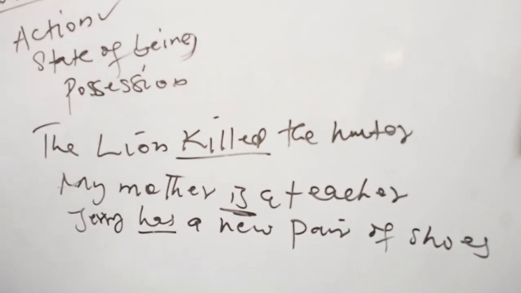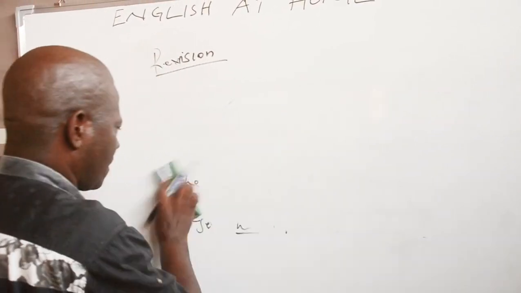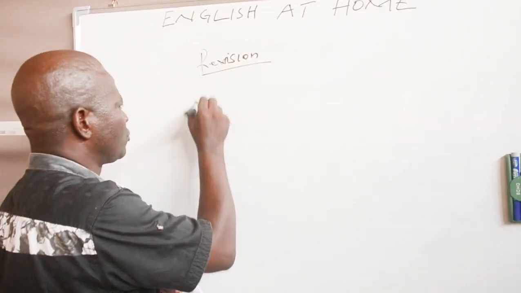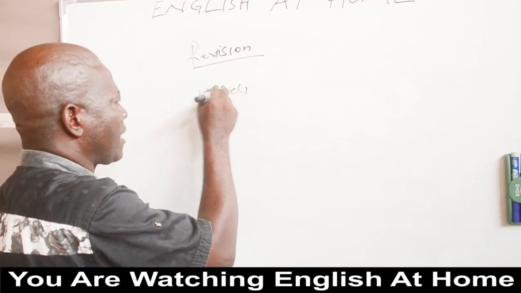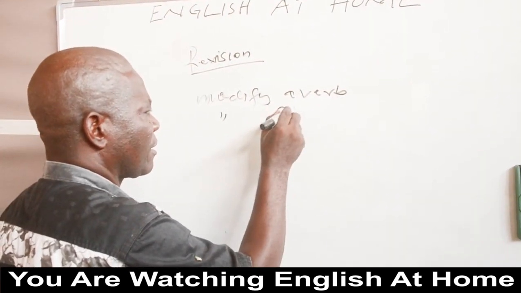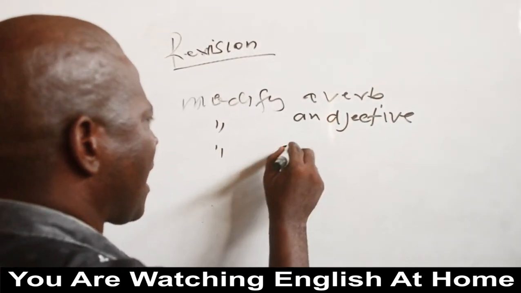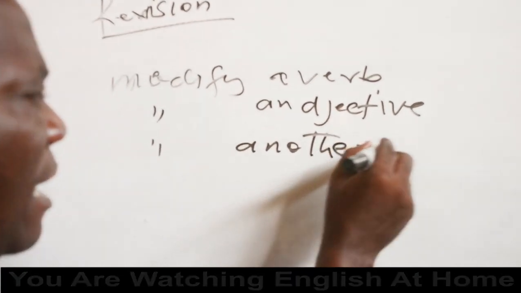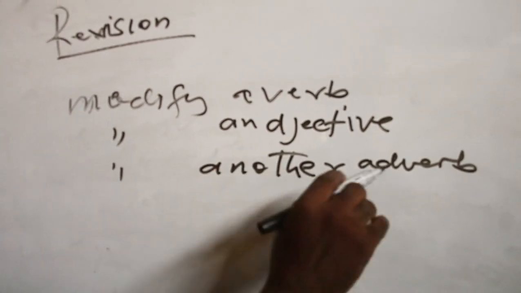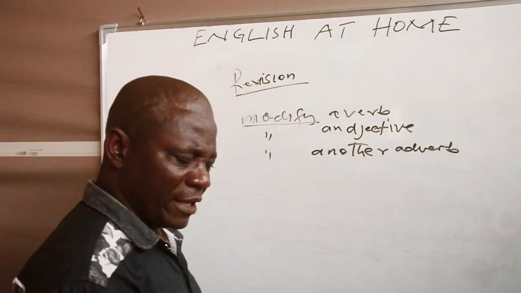All right, we also talked about the adverb, and we define the adverb as a word which is used to modify a verb, modify an adjective, or to modify another adverb. You see the definition of the adverb. And I told you that the word modify means to tell more, explain clearer about.